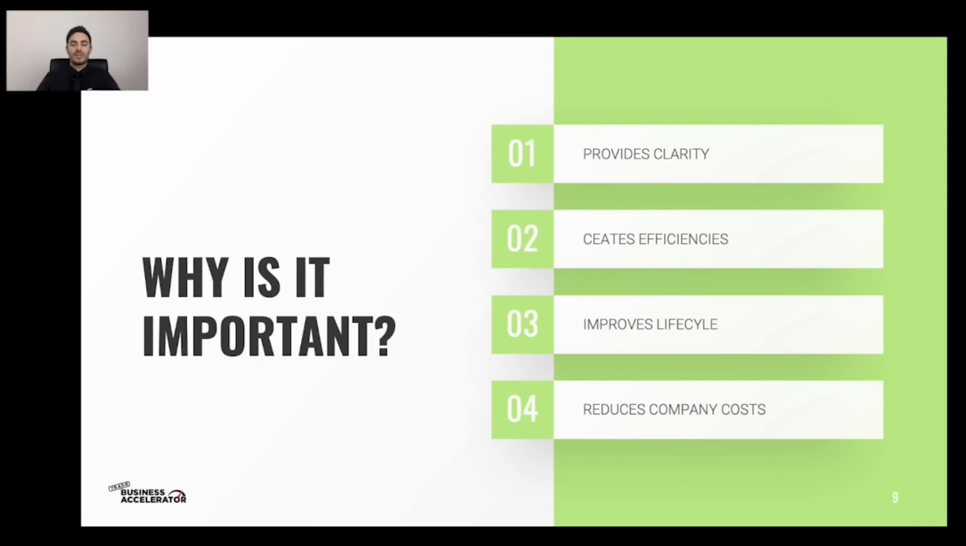So we're going to want to make sure that we have good supply chain management, so that we're benefiting in all of these areas. We've got clarity with all of our suppliers. We can start improving our efficiencies. Our life cycle is going to improve, and we're going to reduce company costs across the board.